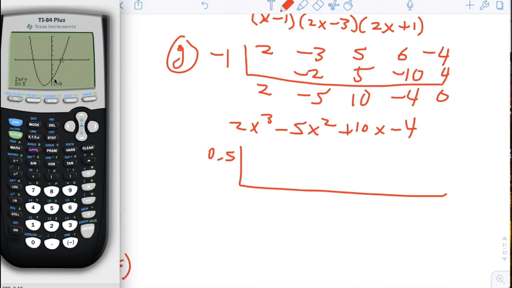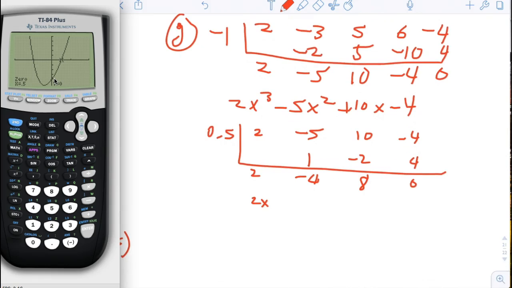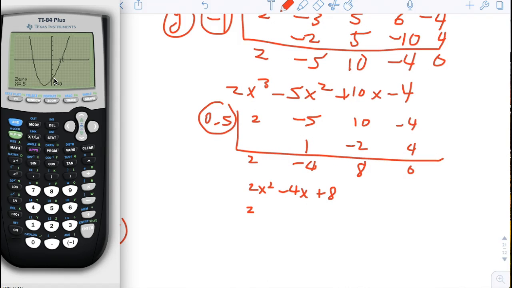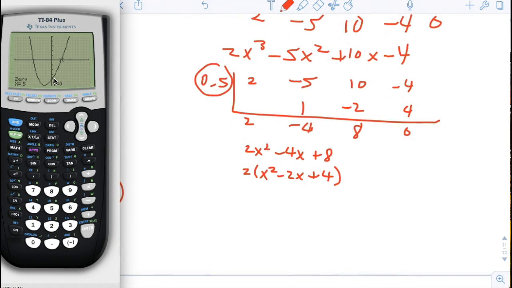2, -5, 10, -4. So bring down the 2, multiply times 0.5, you get 1, then multiply times 0.5 again, and so on. Oh, perfect. So then the leftover quadratic is 2x squared minus 4x plus 8. For the last two roots, let's factor out a 2. We get x squared minus 2x plus 4. Let's check the discriminant. It would be 4 minus 4 times 1 times 4. So that would be a negative number, so it would be a complex root.